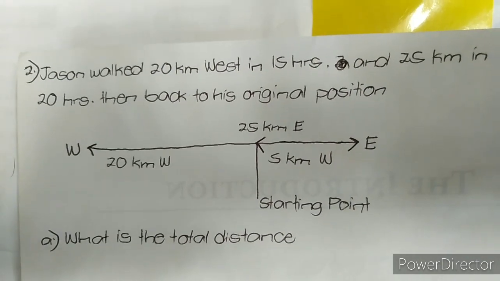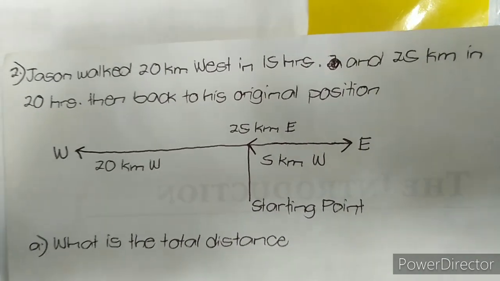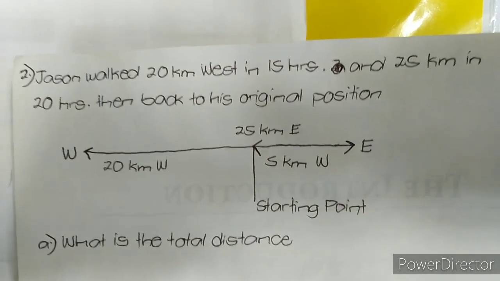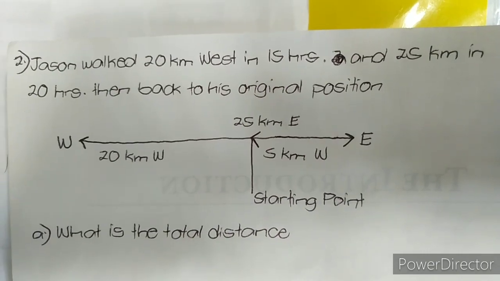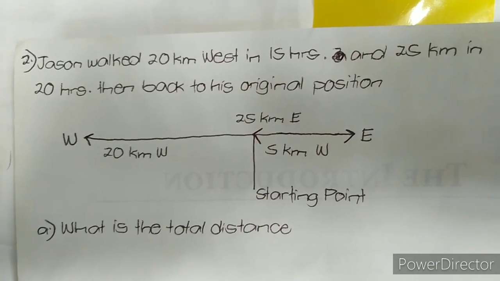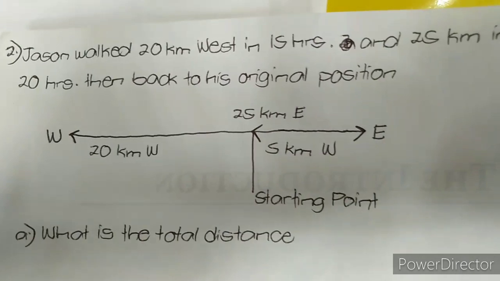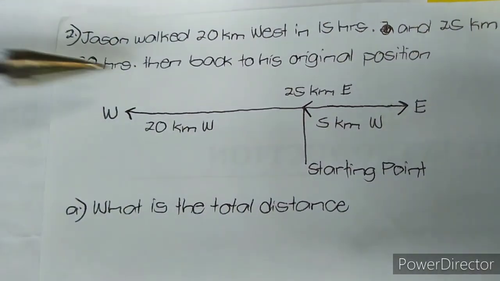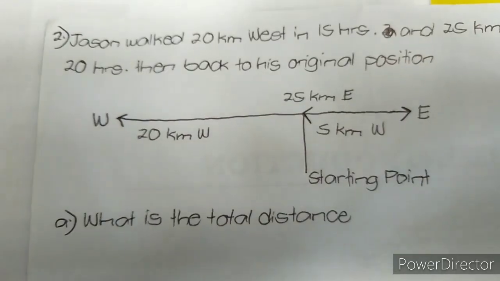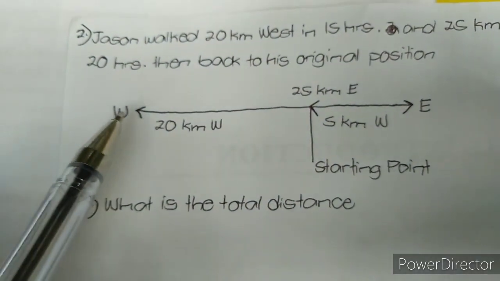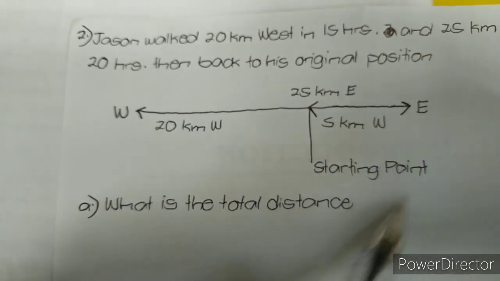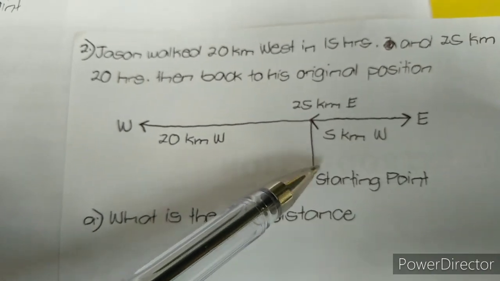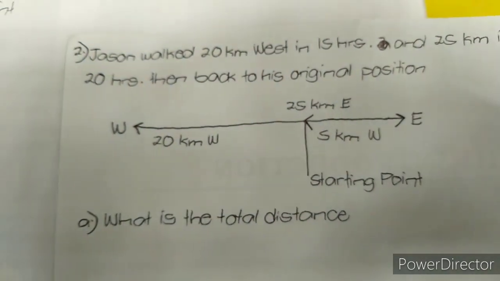Problem number 2. Jason walked 20 km west in 15 hours and 25 kilometers in 20 hours, then back to his original position. So here's the diagram. This point is west and this is east. So the starting point is here. 25 kilometer east.